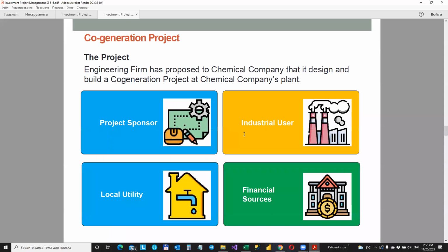So I will describe the co-generation project to you. It is a hypothetical project. We will refer to it as the co-generation project, and it can illustrate the basic elements of project financing.